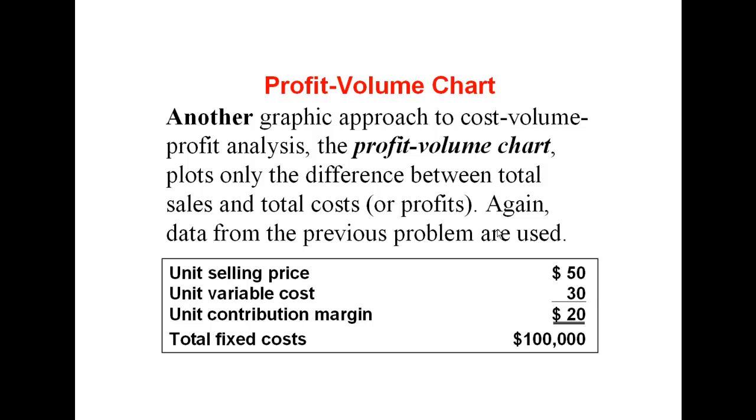We're also going to see something called a profit volume chart. This only shows the difference between total sales and total costs, or profits, but this might be something else that you see. So in this example, we're going to have a unit selling price of $50, a unit variable cost of $30, so our unit contribution margin is going to be $20, and our total fixed costs are going to be $100,000.